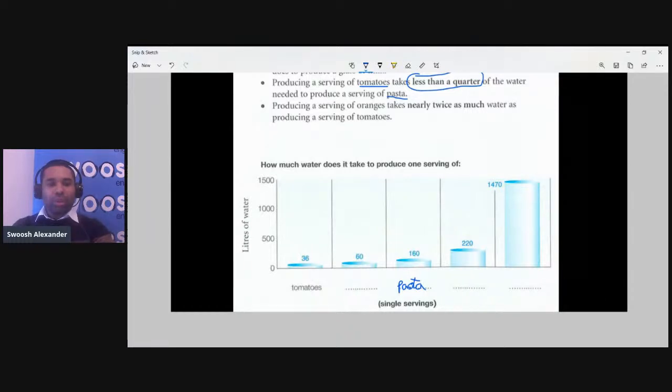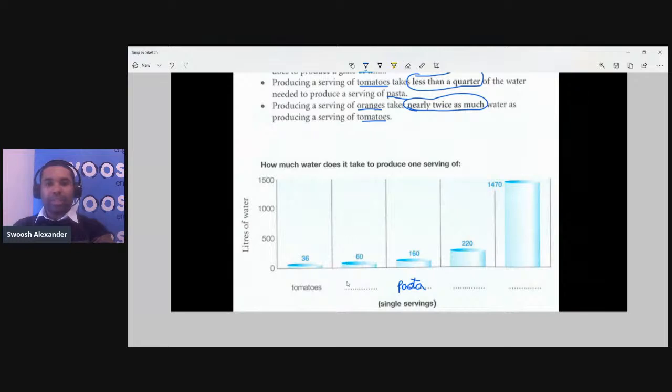Okay, so moving on. Let's see if we can determine some of these other values. We now have the value for tomatoes and pasta, but let's see. Producing a serving of oranges takes nearly twice as much water as producing a serving of tomatoes. So tomatoes has the lowest value, nearly twice as much.